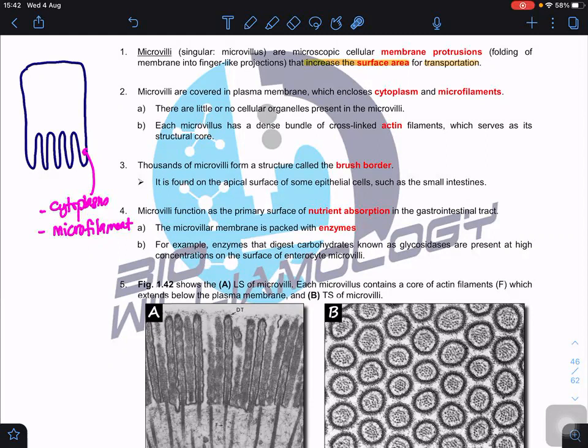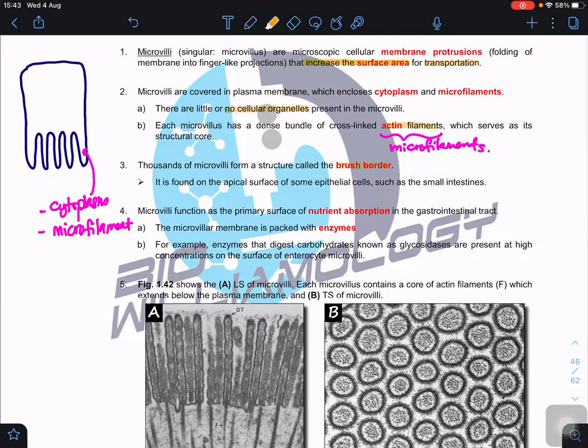But be careful, even though we call it cytoplasm, there are no or very few cellular organelles present in the microvilli. Yeah, okay, highlight: no cellular organelles, or very, very few. And each microvillus has a dense bundle of cross-linked actin filaments. Actin filaments also belong to microfilaments. If you forget about this term, it's okay, you just term it as microfilaments. It's correct.